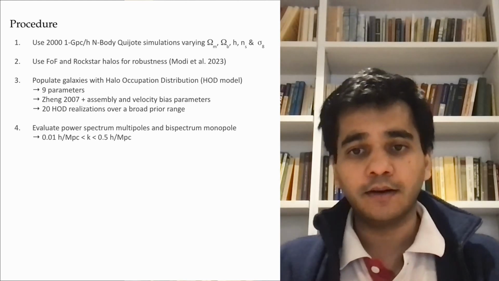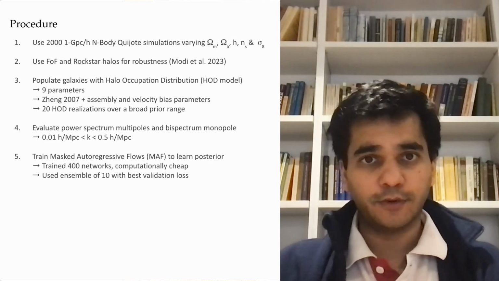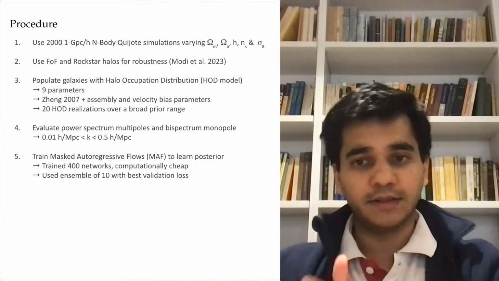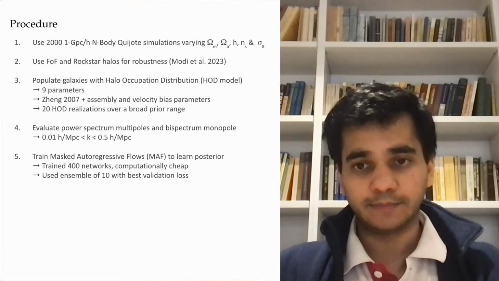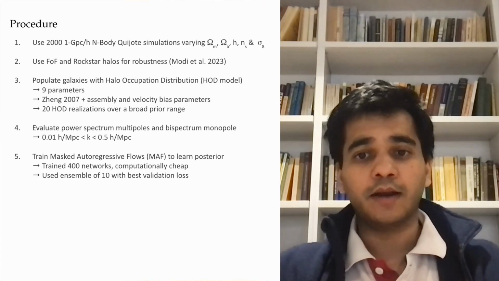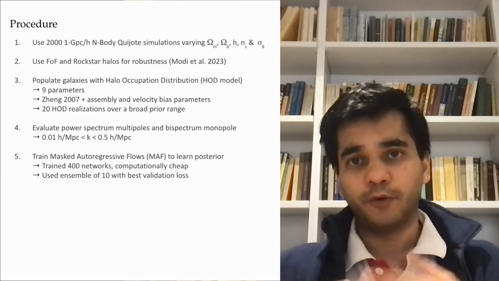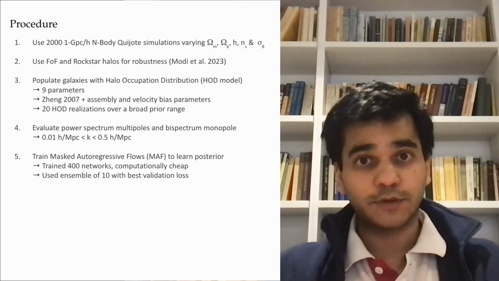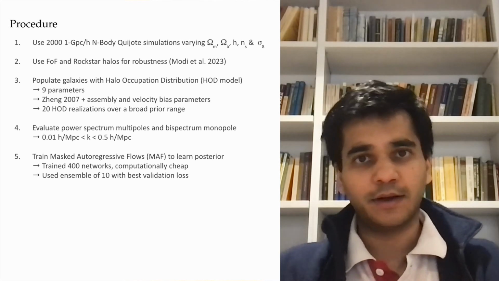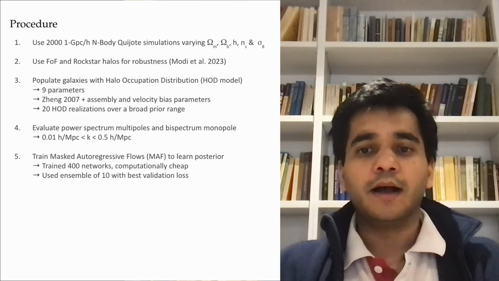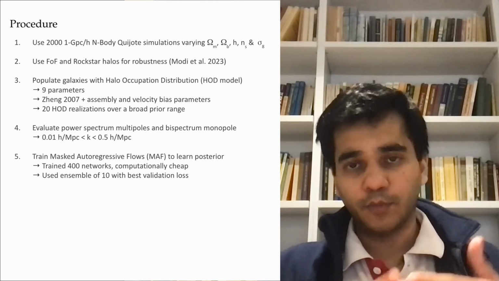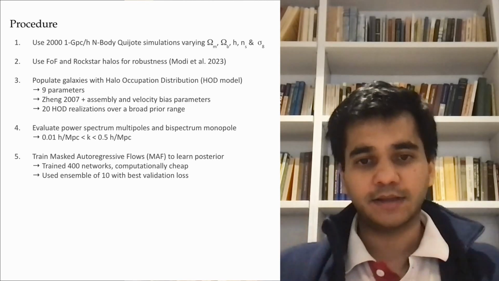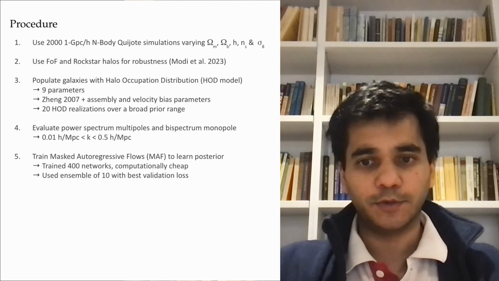And then to learn the posterior, we use masked autoregressive flows, which is a special kind of normalizing flow, to learn the posterior conditioned on this data. In particular, we train 400 different networks for, again, robustness by varying different architecture elements. This is computationally cheap. Training each network takes 3 to 5 minutes on one CPU. And after training these 400 networks, we take 10 of these which had the best validation loss and create an ensemble of this as our approximation for the posterior distribution.